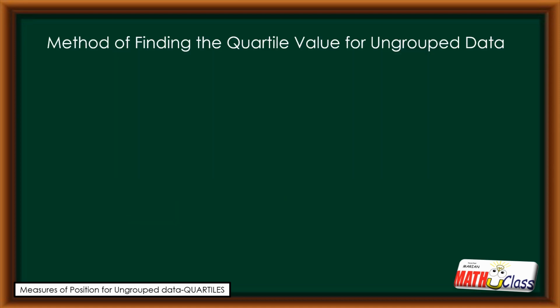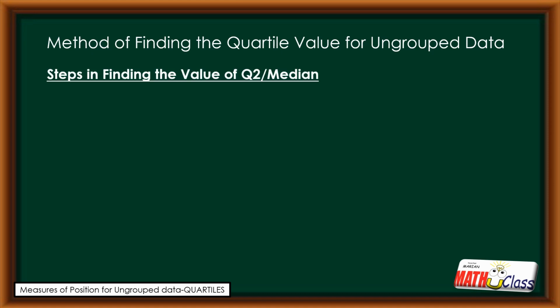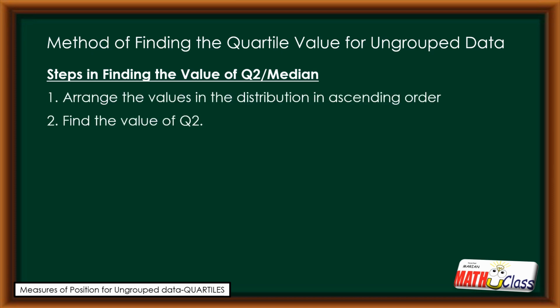Now, let us move on to finding the quartile value for ungrouped data. Since the second quartile is equal to the median, the steps in finding the median are the same as the steps in finding Q1 and Q3. There is no argument on picking up the Q2 value as it is known to be the median of the data set. So going back to the steps in finding Q2 or median, first you are going to arrange the values in the distribution in ascending order, meaning in increasing order or from least to greatest. Then, find the value of Q2.